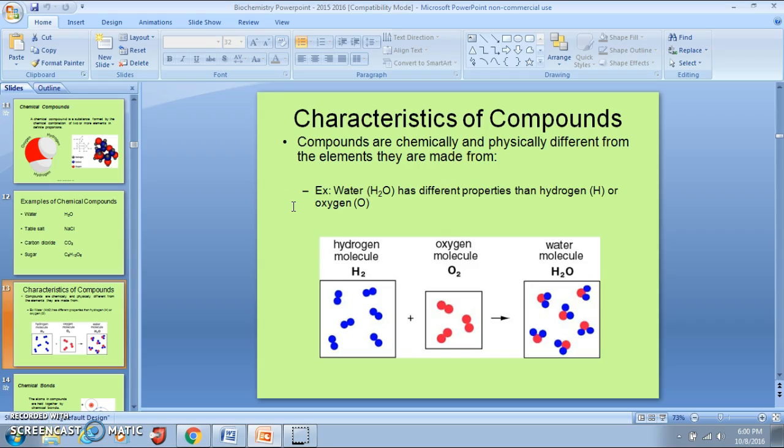Some properties that compounds have is they are chemically and they are physically different from the elements that they're made up of. For example, water, which is H2O, is going to have different properties from hydrogen or oxygen. If we find hydrogen by itself, it usually exists as 2 hydrogens stuck together, and it's a gas. Same with oxygen. When it's by itself, it's 2 oxygens stuck together, and it's a gas. But when we create water from hydrogen and oxygen, water is a liquid at room temperature. So it has different properties from both hydrogen and oxygen.